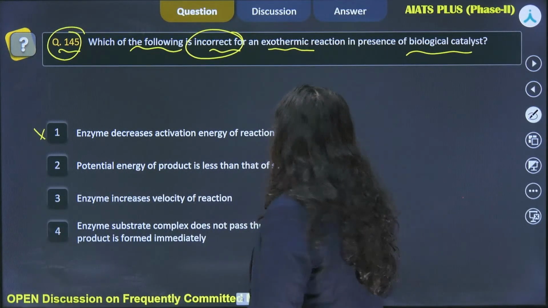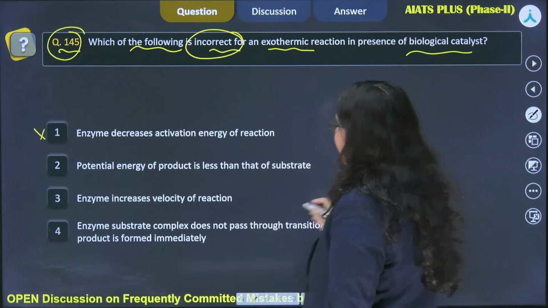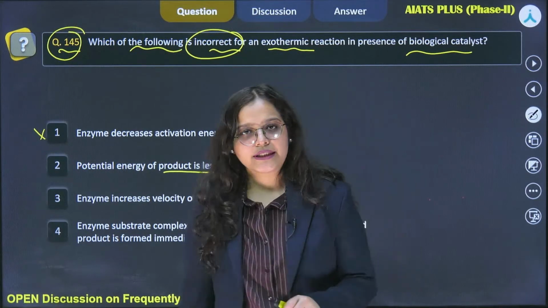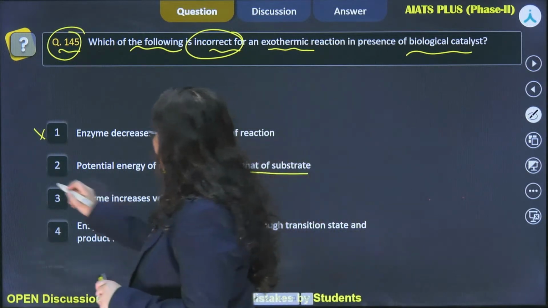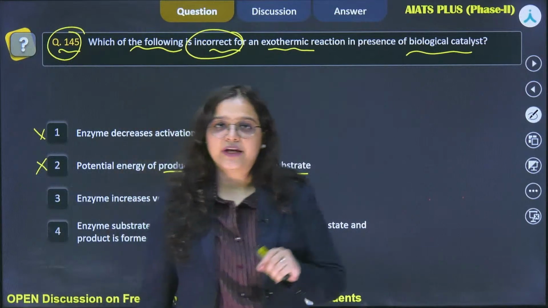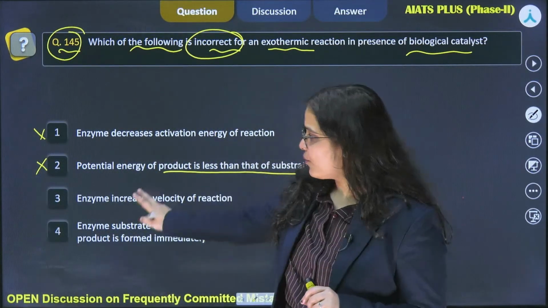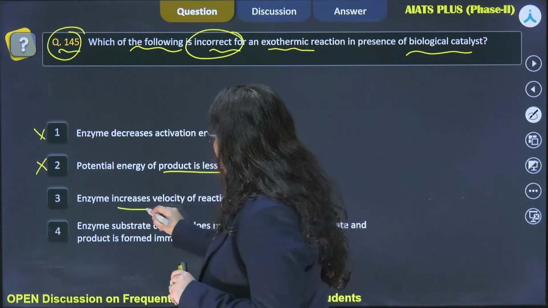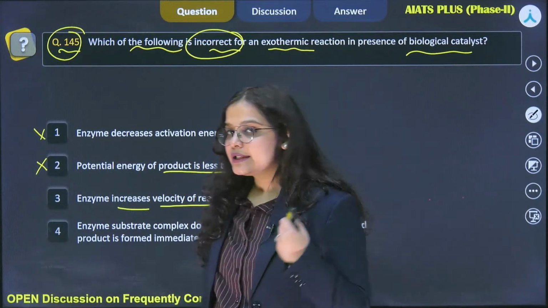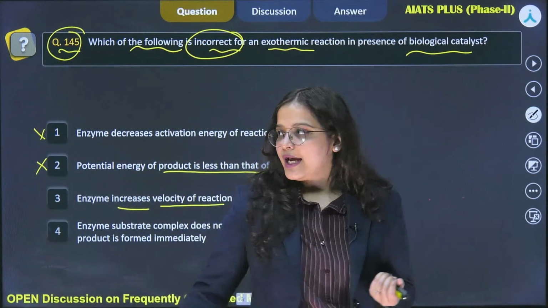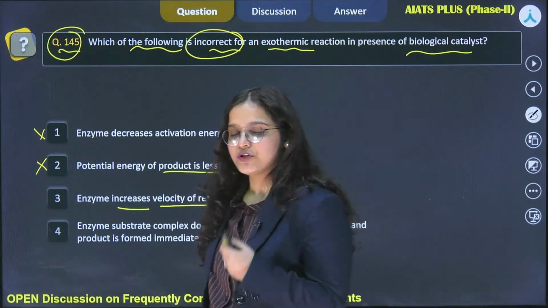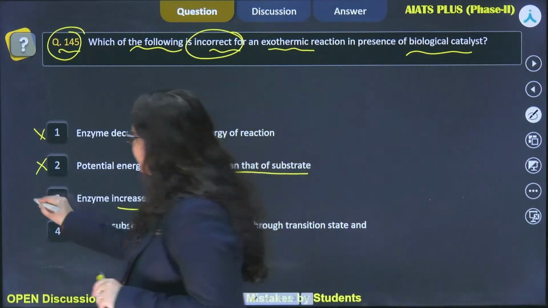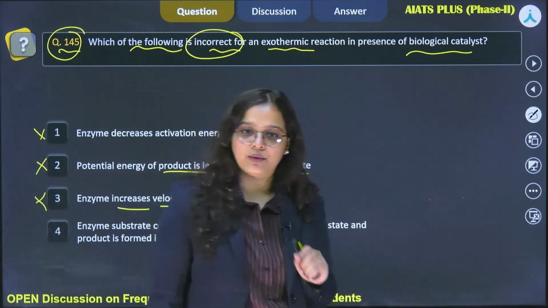Moving to the second option now, potential energy of the product is less than that of substrate. As we already discussed at length, the product will be at a lower potential energy when we talk about exothermic reactions. Therefore option 2 cannot be the right answer. Moving to the third option now, which states enzyme increases velocity of reaction. As we already discussed, enzymes are biocatalysts and it is their role to increase the velocity of reaction by decreasing the activation energy level. Therefore option third also cannot be the right answer.